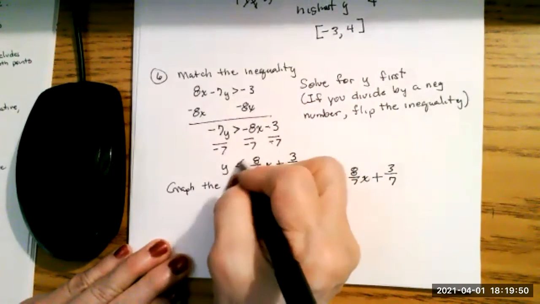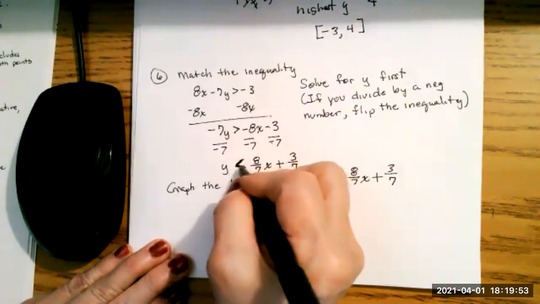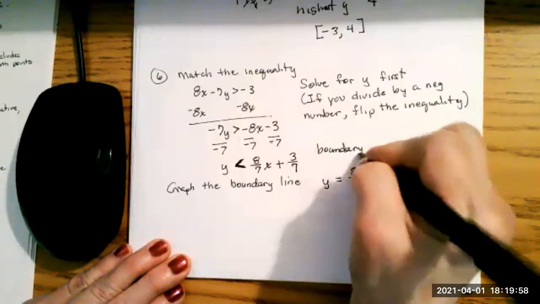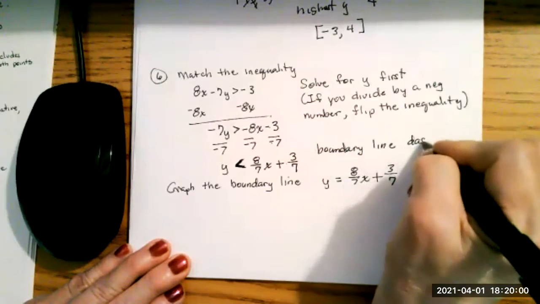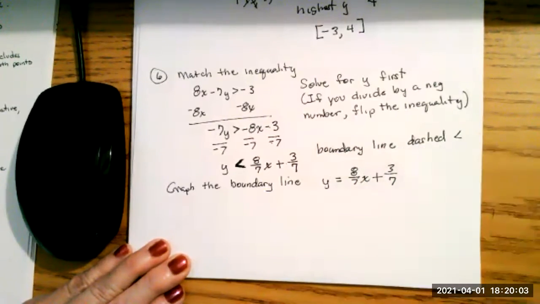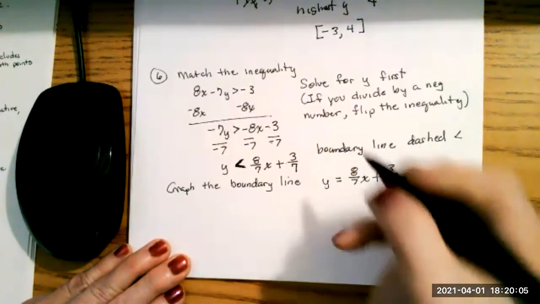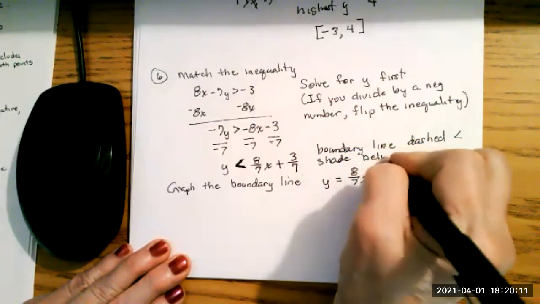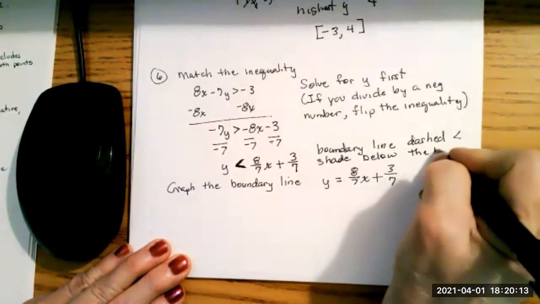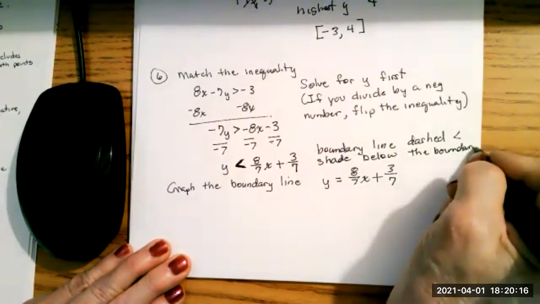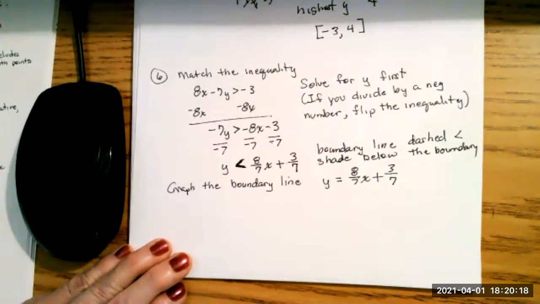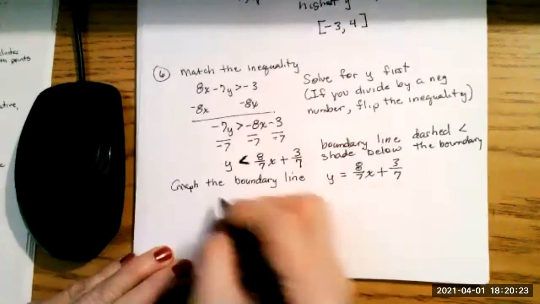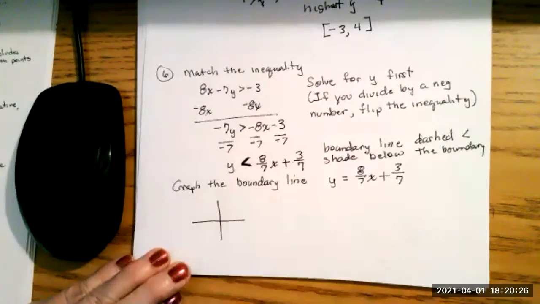I've got to remember that this less than tells me that the boundary line is dashed, because it says less than and not less than or equal to. And it also means that I'm going to shade below the boundary line. That's what that less than means. I'm going to shade below the boundary line. Well, this graph is not so easy to do because it's got the fractions in it.